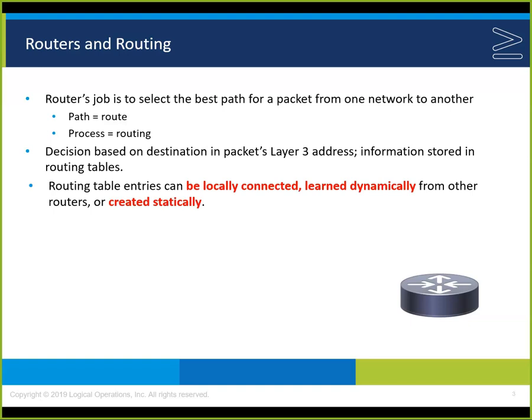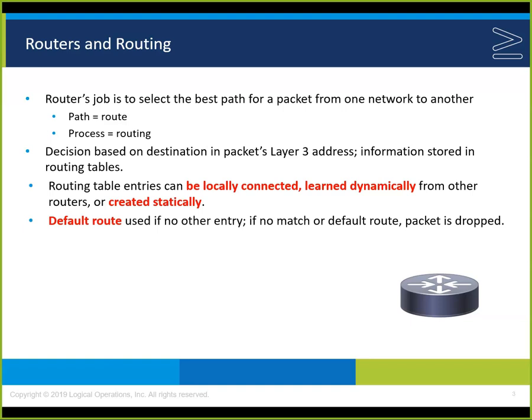The routing table entries can be locally connected, learned dynamically from other routers, or created statically. What that means is, we can have a lot of different ways to do these things. And the default route is used if no other entry is available for the device. When we do the route table, and we're not to it yet, I want to actually look at a real one instead of a made up one for the presentation. But what happens in a router, everything that is locally connected, all the interfaces that are locally connected to the device, it knows about.